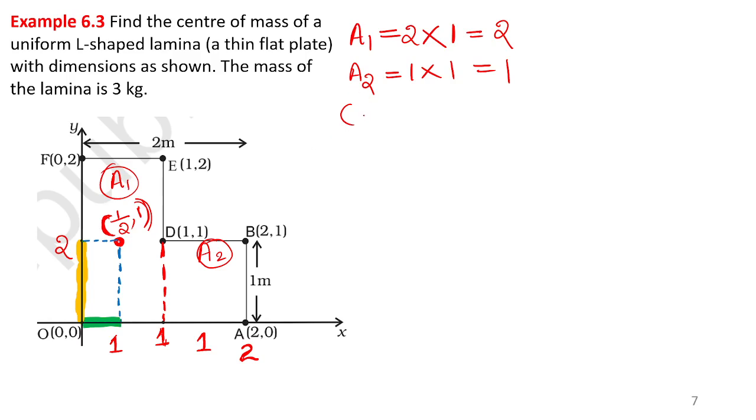Center of mass of the first area denoted by x1, y1. Don't forget about the symbol. The center of mass of the second area x2, y2. So x1, y1 is the center of mass of the first area, 1 by 2 comma 1. All the details should be written. Till this step you are okay. I hope you have understood.